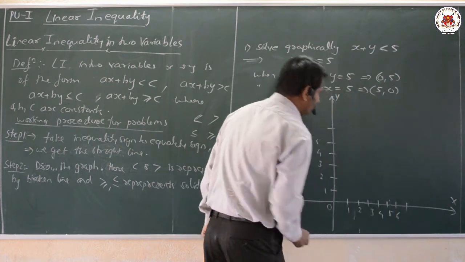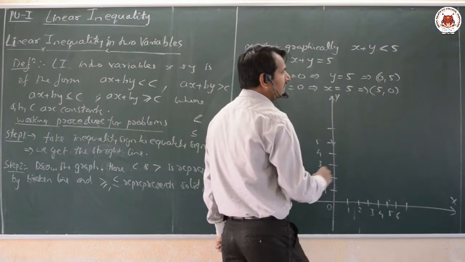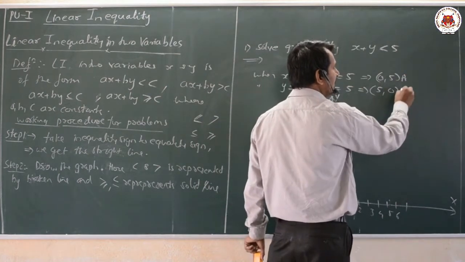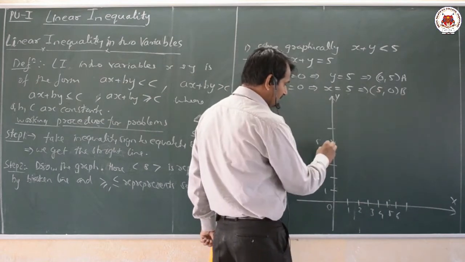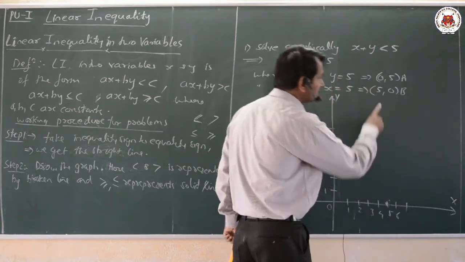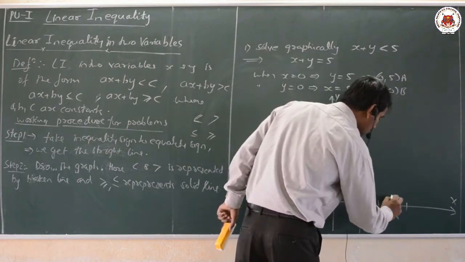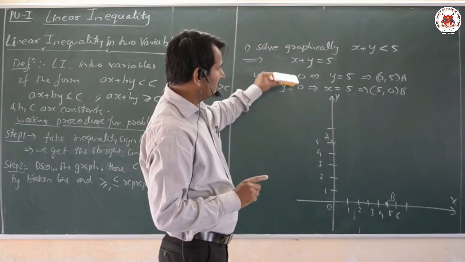Now here, when x is equal to 0, it comes on the y-axis, and let us mark this point as A, and let us take the next point as B. The points are 0, 5, and 5, 0, where the y value will be 0. Now since it is our line, I will join these two points.